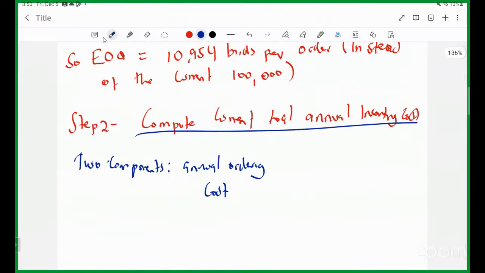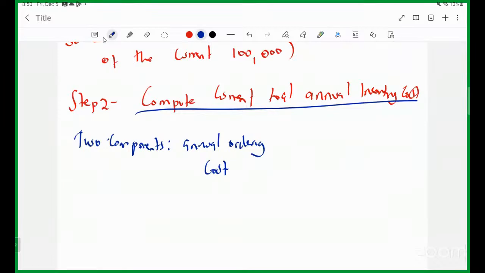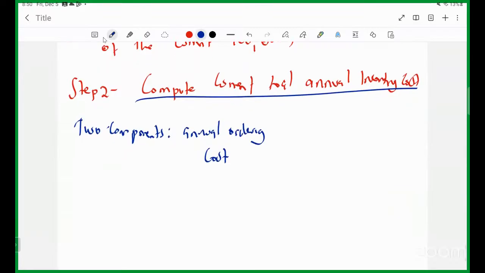Okay. So step 2, you compute the current total annual inventory cost. And we said it is in two components: the annual ordering cost plus the annual holding cost. Now remember, you're going to first compute with the current orders, because you want to see with the current orders what is the total cost I am having. With the new EOQ, what total cost am I having and what am I saving? You know what I'm saying? That's how simple it is.